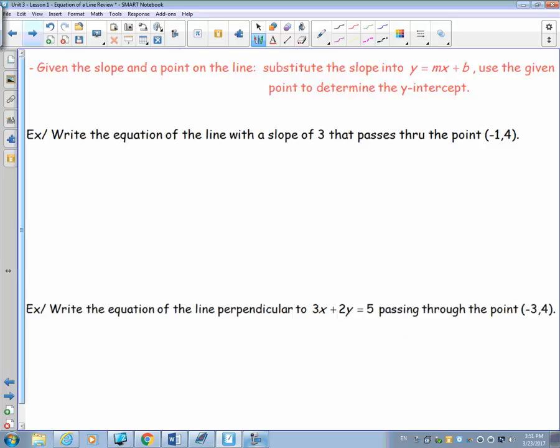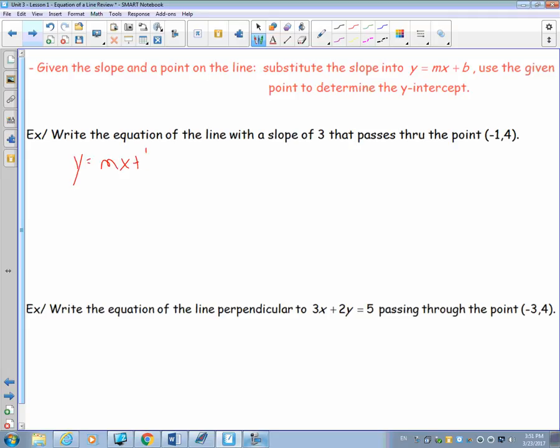Okay, let's try writing the equation of a line using a little bit of algebra. So we've looked at graphing, we've looked at finding relationships. Let's look at an algebraic method. If we know the slope and a point on the line, we can find our equation by substituting into the equation using your slope and your point. So for example, write the equation of a line with a slope of 3 that passes through negative 1, 4.